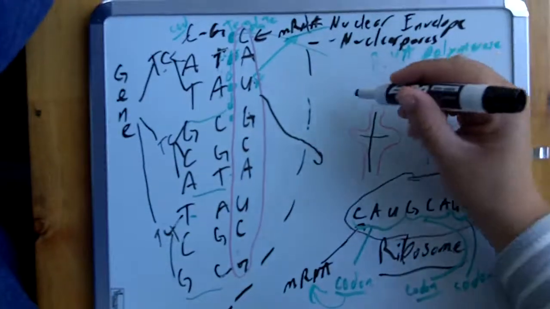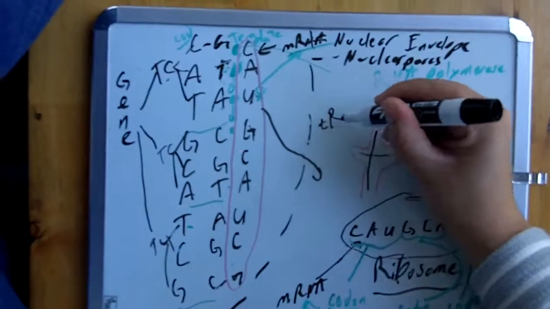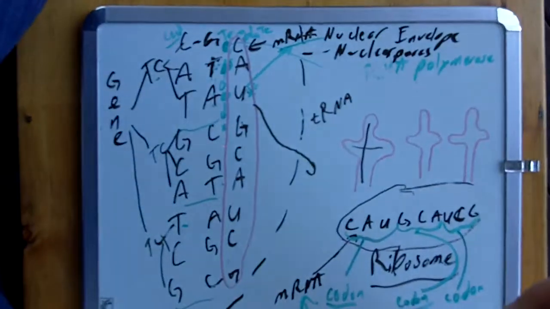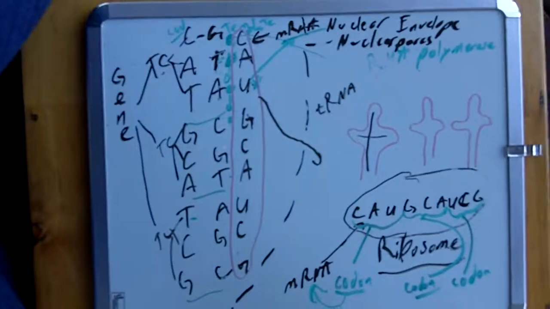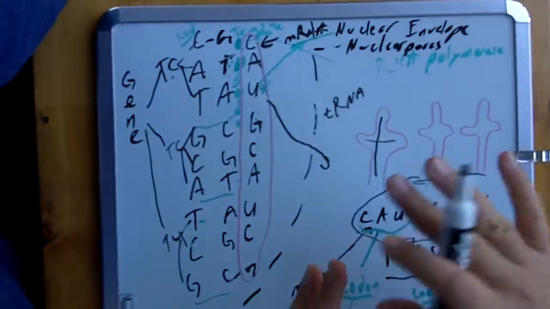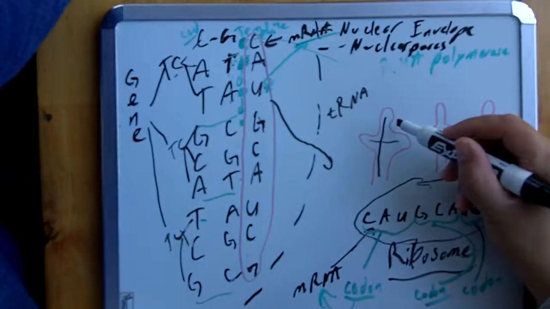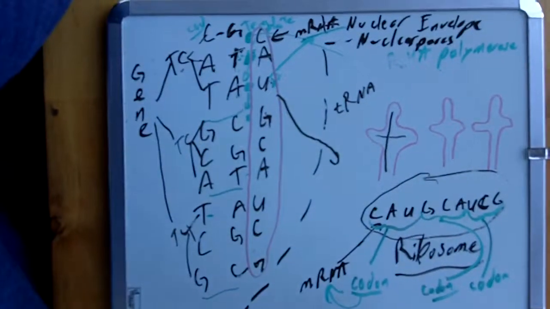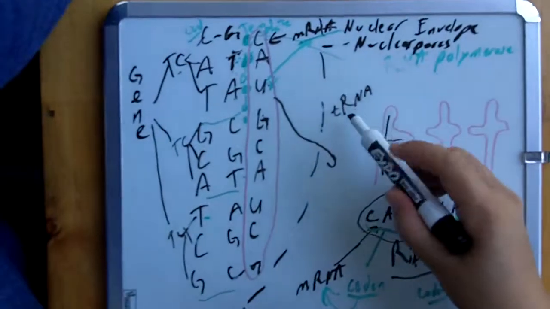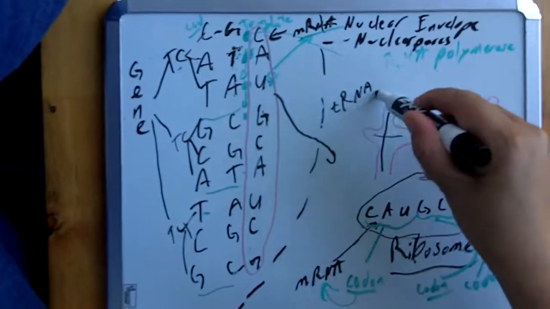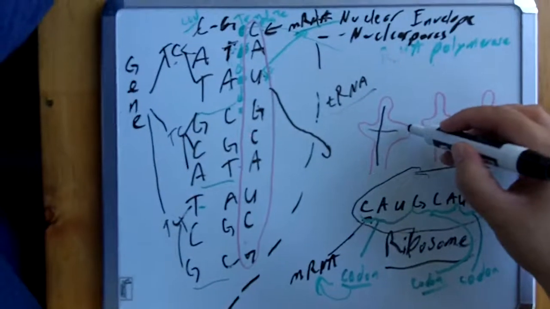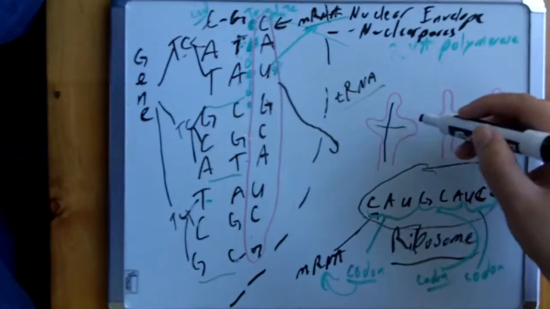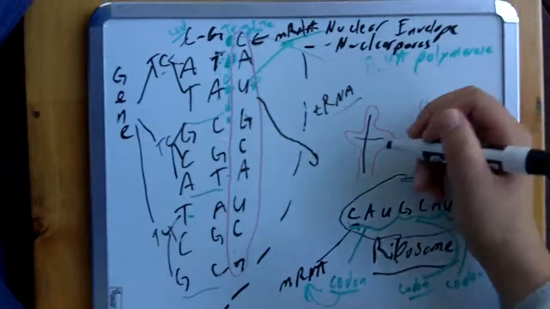So being that it looks like the letter T, we call this tRNA, which stands for transfer RNA. Now in reality, being that this is RNA, do you expect there to be the letter T, or do you expect there to be the letter U? The answer is the letter U.